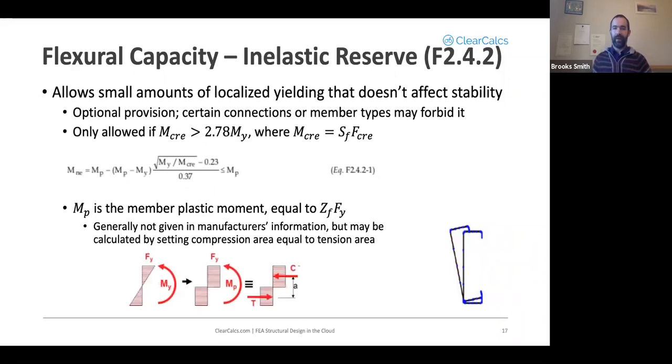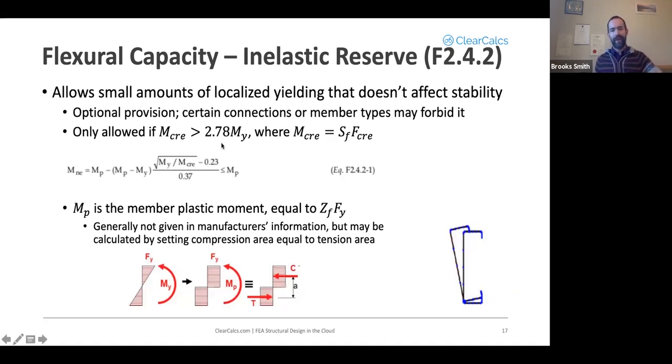There is an additional thing, however, for global buckling, and that's in cold form. We will allow you to take a little bit more capacity in most cases, called the inelastic reserve capacity. Essentially, that's allowing small amounts of localized yielding as long as it doesn't affect the stability of the beam. This is an optional provision. There are certain types of connections, particularly welds, that may forbid taking into account that inelastic reserve capacity, but usually you can take it into account.